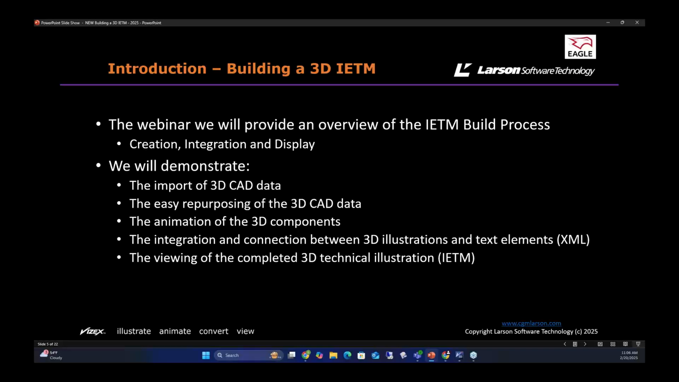So the demonstration, I'll be doing a short presentation on importing of 3D CAD data, the repurposing of that mainly through an animation of those 3D components. And then I'll hand over to Sean later on, and Sean will be showing the integration of that 3D illustration in the EPS, Eagle Publishing environment, and how we would connect that to XML. And then finally, Sean will show Eaglevision, the viewing solution where you can interact as an end user with that 3D technical illustration and the text. So that's all to come.